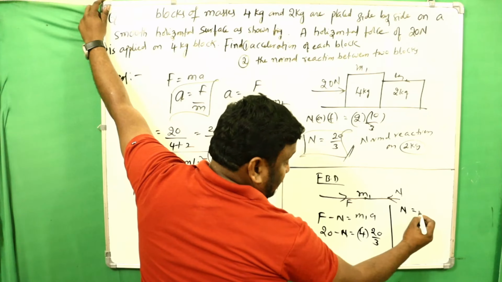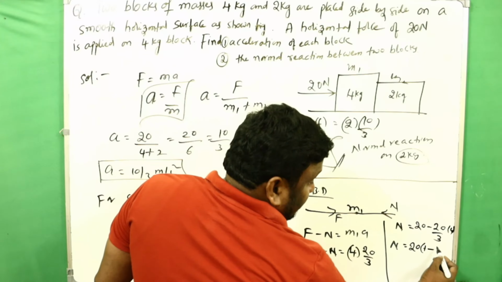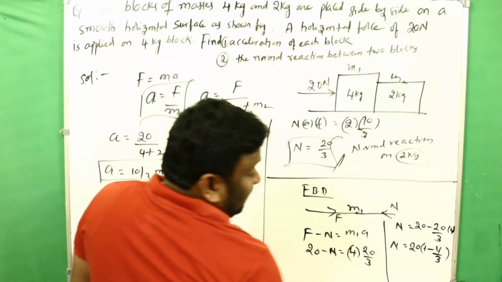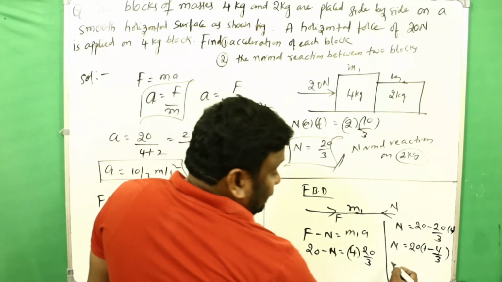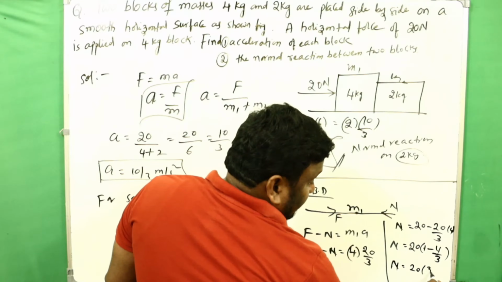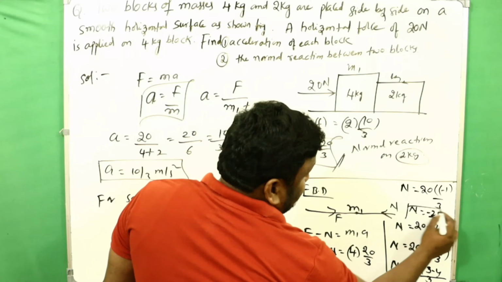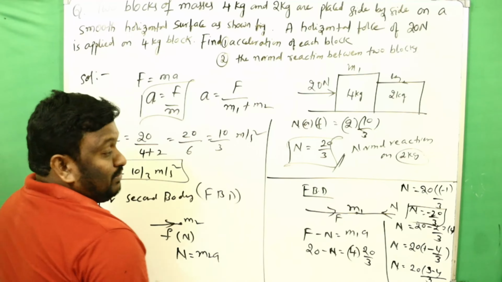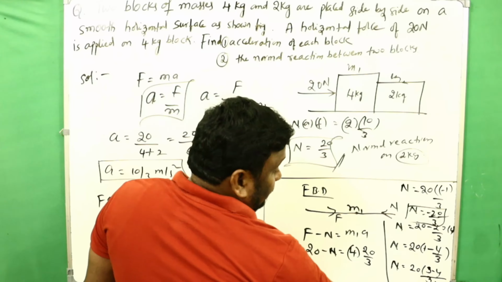Then 20 is common. What can you write here? 1 minus 4 by 3 we can write. Then N is equal to 20 of 3 minus 4 by 3, which is 20 of minus 1 by 3. Then it is equal to minus 20 by 3. So if we take the magnitude, both are equal: 20 by 3, 20 by 3, both are the same.